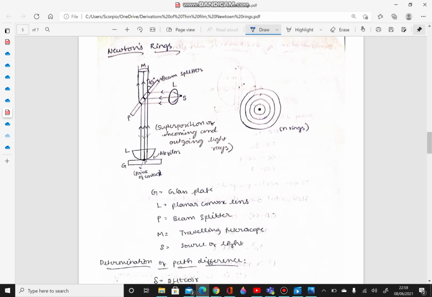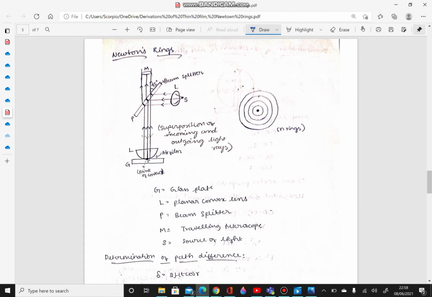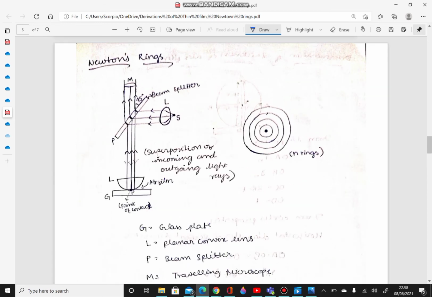So the apparatus required in Newton's rings are a glass plate, a planar convex lens, a beam splitter, a traveling microscope, and a source of light. This is the arrangement of this experiment.